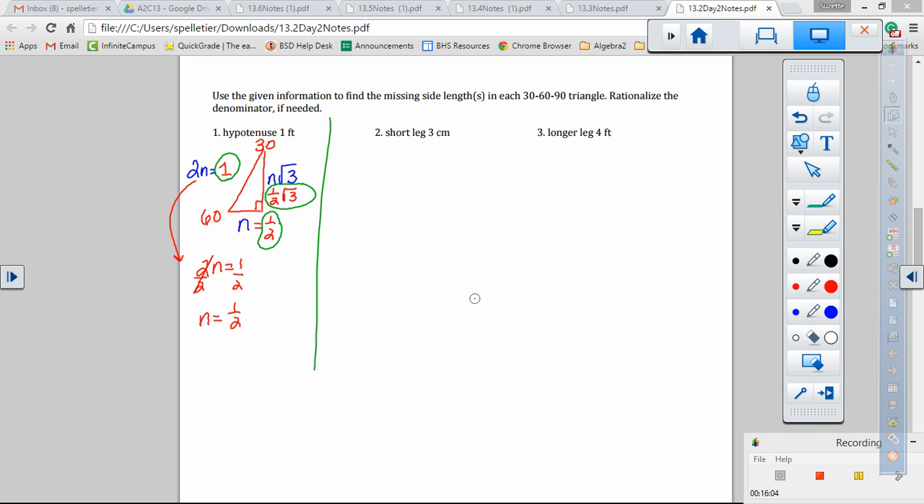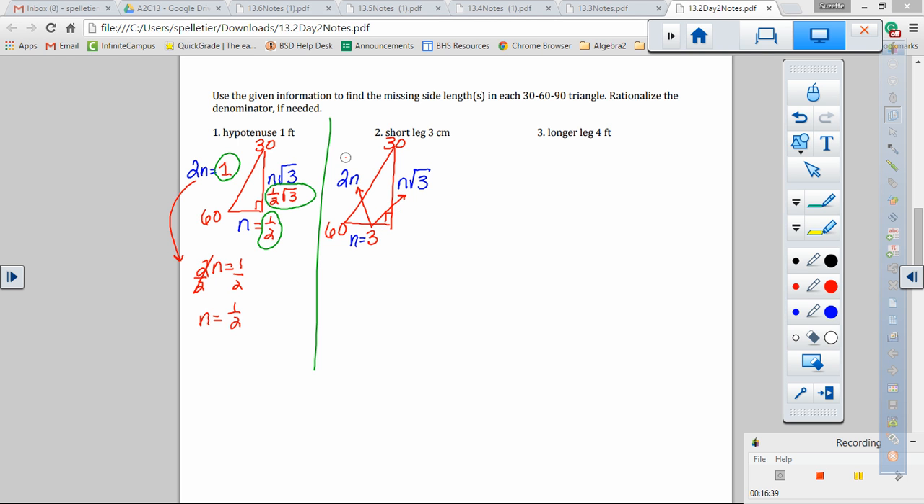Okay? This one, again, draw your 30, 60, 90. The short leg is 3. And I'm going to label my sides with my relationship. Across from the 30 is n, the hypotenuse is 2n, and the third side is n square root of 3. So, you're going to look around the circle. You're going to ask yourself, do you know what n is equal to? The answer is yes. n is equal to 3. So now it's just plugging it in.